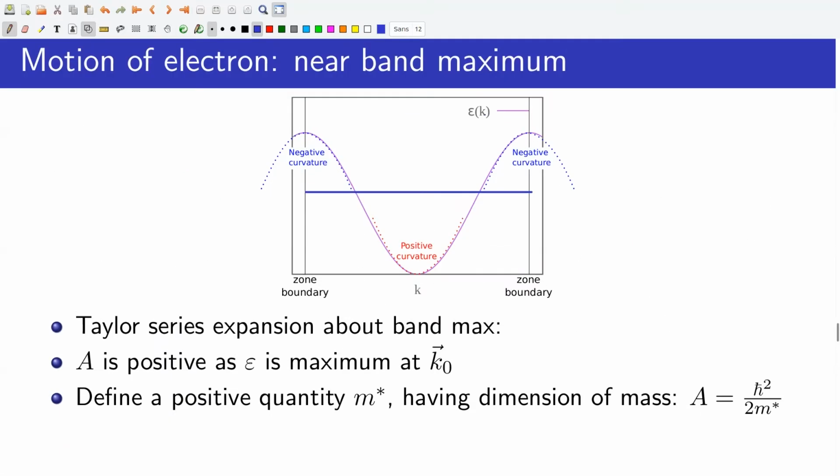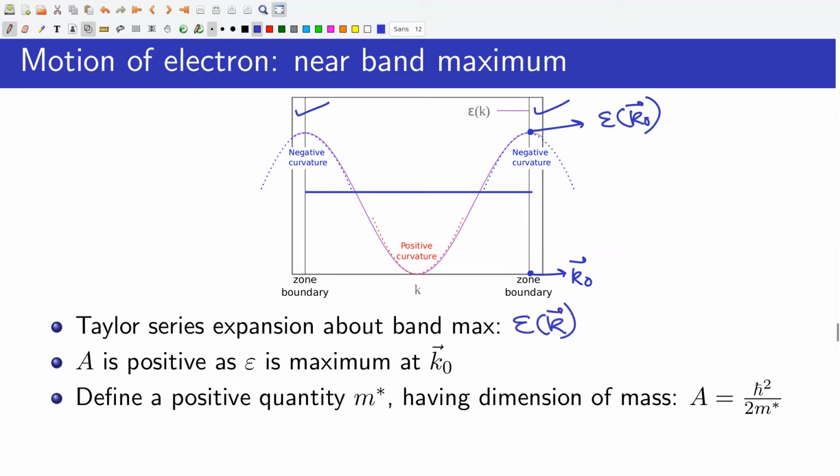Let us discuss motion of an electron near the band maximum. Unoccupied levels lie near the top of the band. We do not know the exact form of E(k) or the energy dispersion. All we know is that E(k) is maximum at some point k0. So this is the point k0 and energy is maximum at this point. Now we expand E(k) about the maximum point using Taylor series expansion.